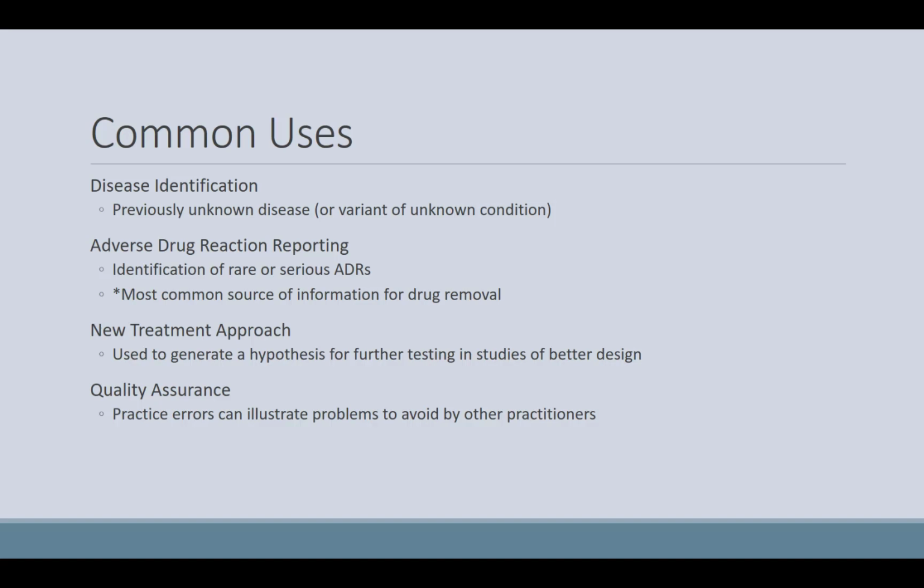If you were trying to talk about new treatment approaches, case reports and case series can be used to generate a hypothesis for further testing. So take capsaicin. It's currently in a lot of case reports and case series. However, we can't make that causal inference, so we need larger studies or better designs to actually tell if it's effective. But it's good to have this generation of a hypothesis from case reports and case series in case it is actually useful. And then finally, as quality assurance.